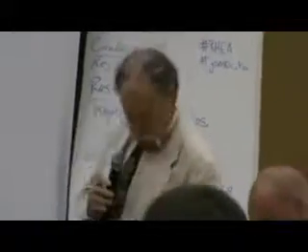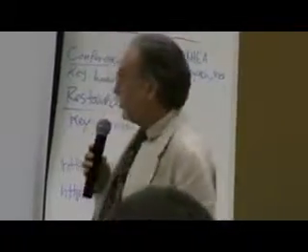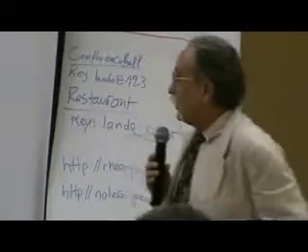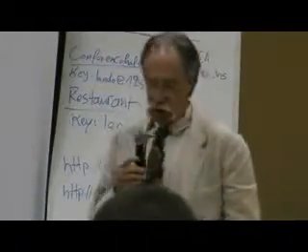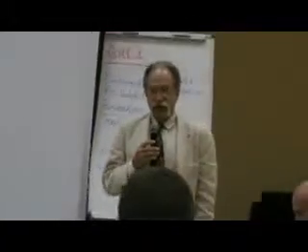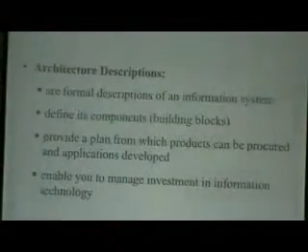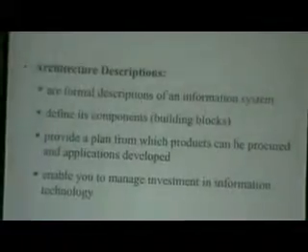Okay, so I'm Mead Walker, and I'm going to talk about architecture components, diagramming what I have today, and touch on what we can do next. So architecture descriptions are formal descriptions of an information system. They define its components, aka building blocks, provide a plan from which products can be procured and applications developed, and they enable you to manage your investments in information technology and in people, materials, many things.